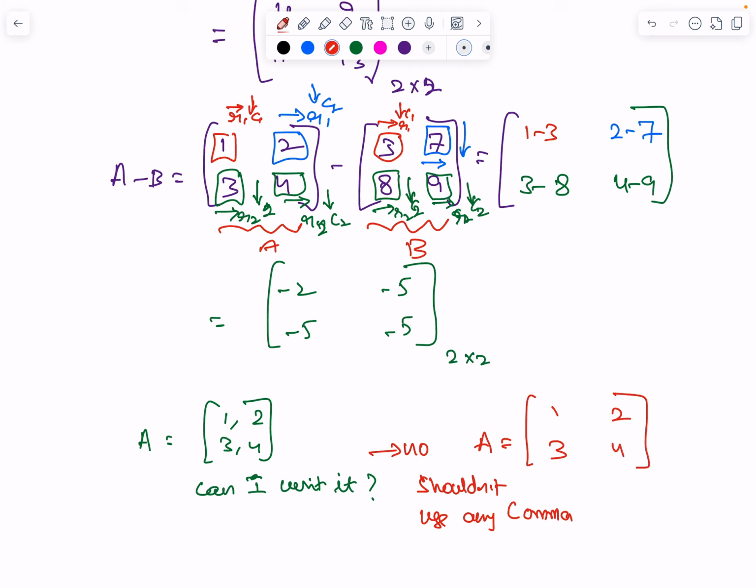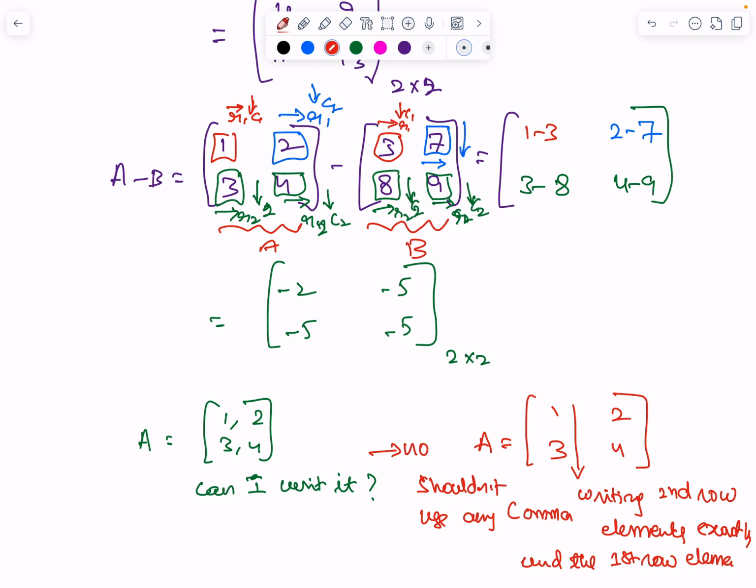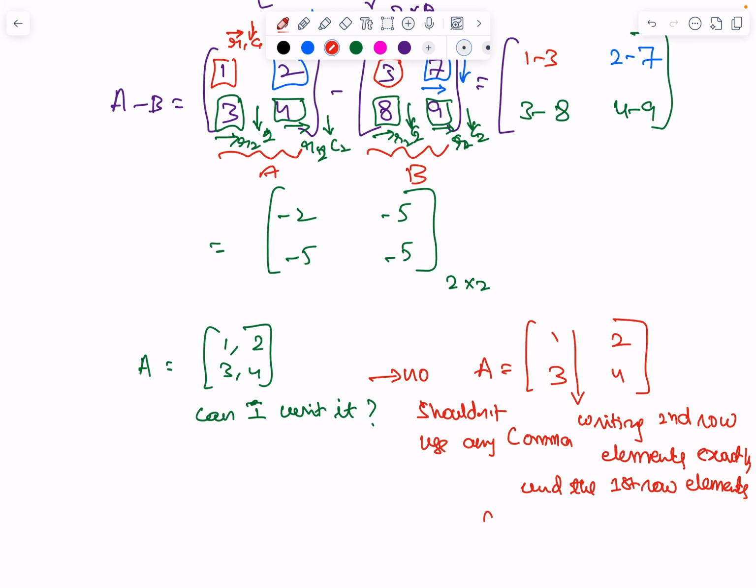You look at that, write the second row elements exactly under the first row elements, and move on for further rows also. Therefore, you have to identify the location of a column and you should write it. All elements must be under the same elements and it should follow that.